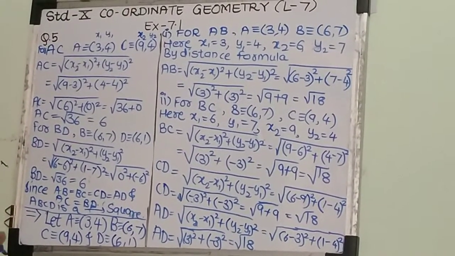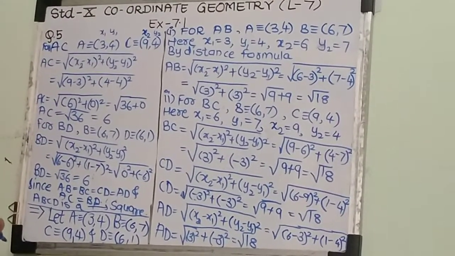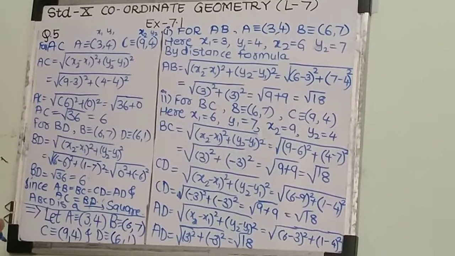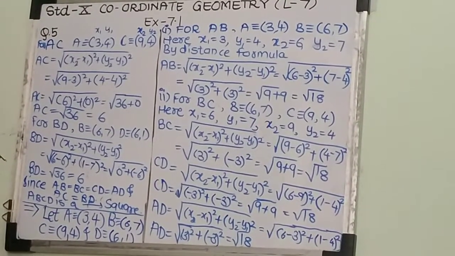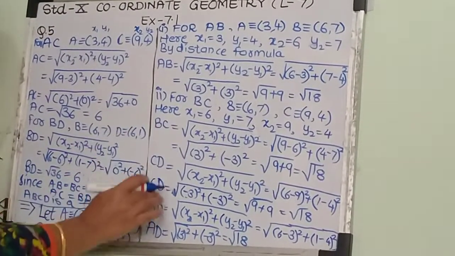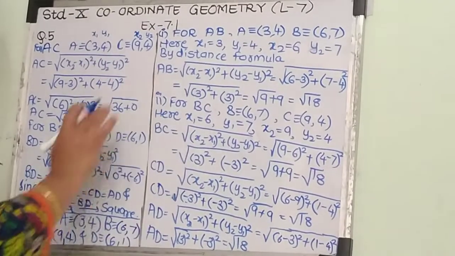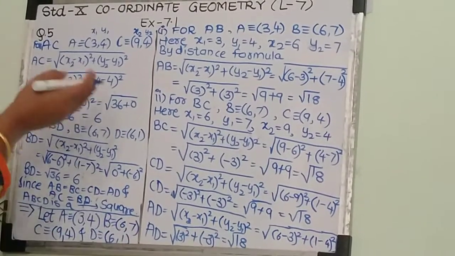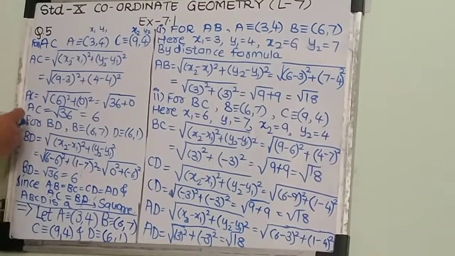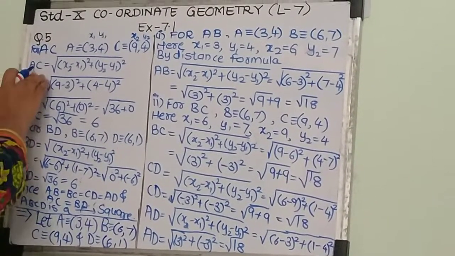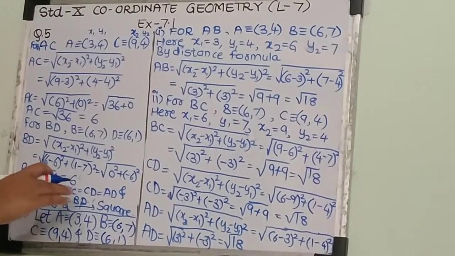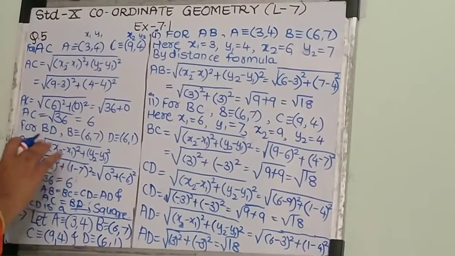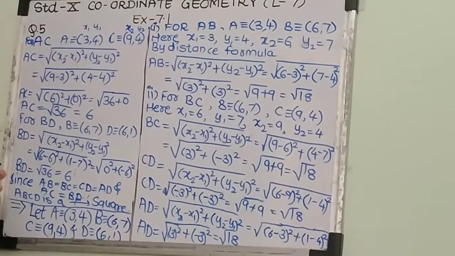So please check. Again I will tell you in short. First we have to find all the four sides' distance by using the distance formula. Then if they are equal, we have to check the length of the diagonals. If the lengths of the diagonals are the same, hence we can say that the given quadrilateral is a square.